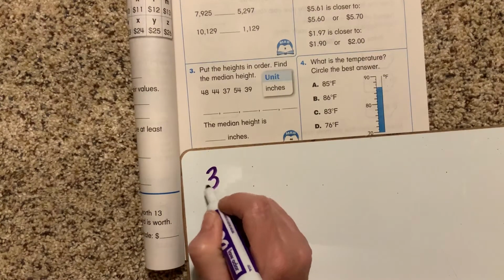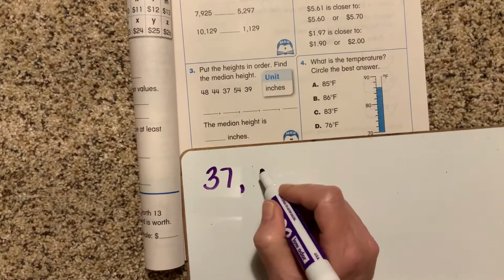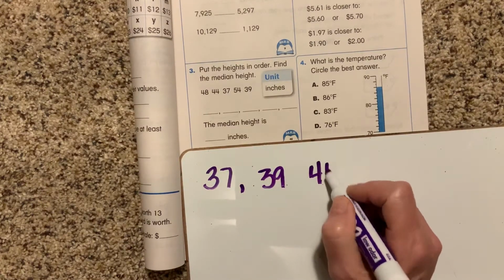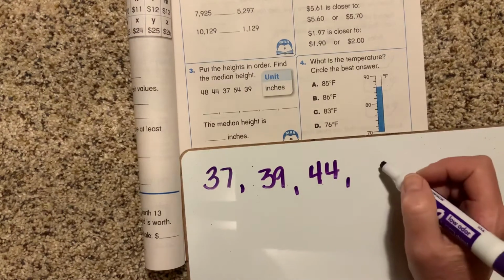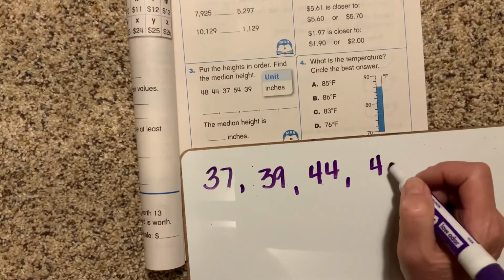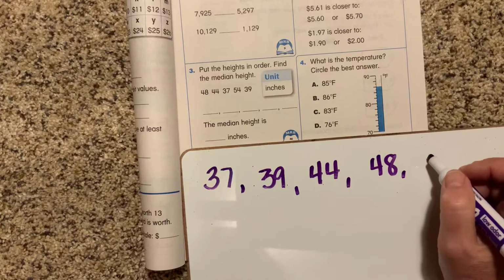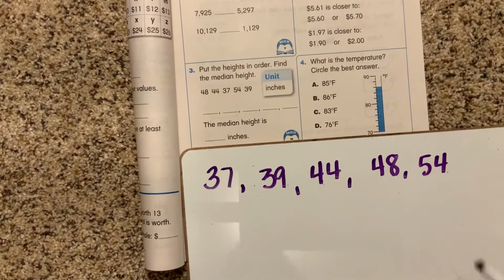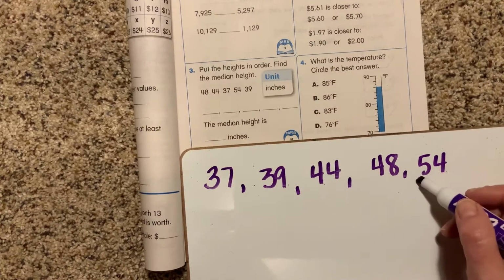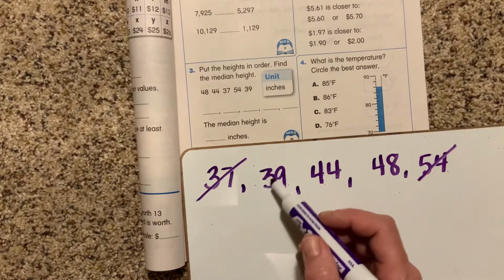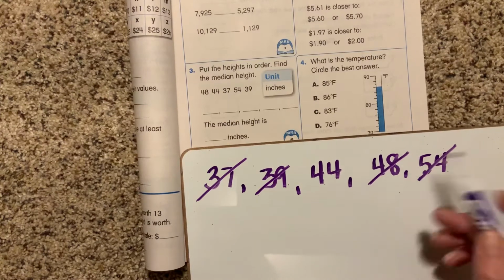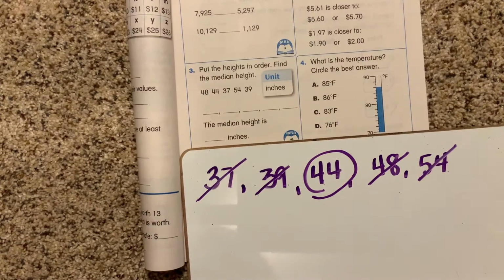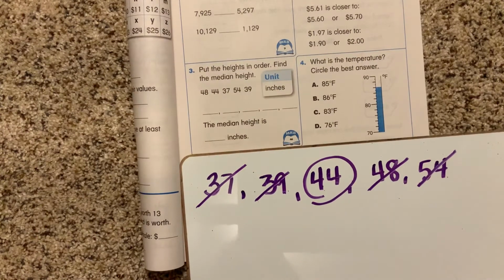I'm starting with 37. Then I go to 39 inches. My next height would be 44 inches, 48 inches, and 54 inches. I'm going to find the middle number. You can probably just see this one, but remember if we have a big list, we can cross off one at each end until we find the number in the middle. 44 inches is the median height or the middle height.